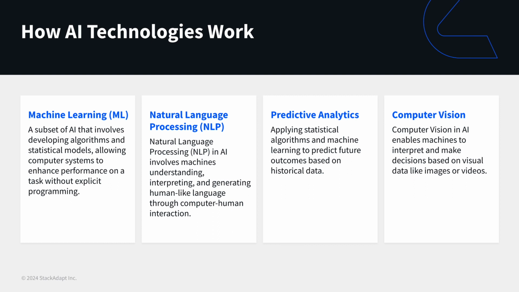Next up is predictive analytics. So that is essentially what it says on the tin, really. It's applying those statistical algorithms and the machine learning to predict those future outcomes, again, based on what has happened previously. So if we're looking again at a campaign, what worked and what hasn't, applying those to estimate forecasting and things like that. And then finally, computer vision actually enables machines to interpret based on visual data like images or videos. It's quite similar, I guess, to natural language processing. That's more text-based, whereas computer vision is more image or video-based.